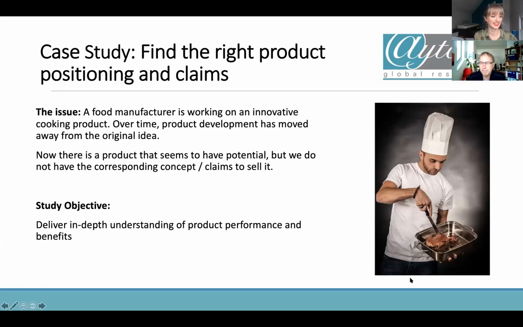Yeah, okay, that's my first case study, which is a different industry. This was a food company, but still I found a very interesting one that I would love to share with you. The issue was a bit funny in a way.